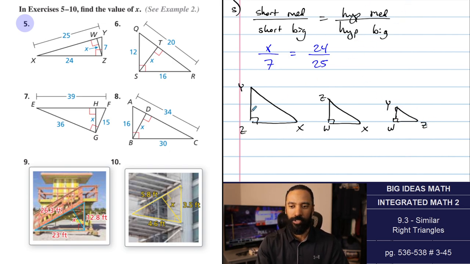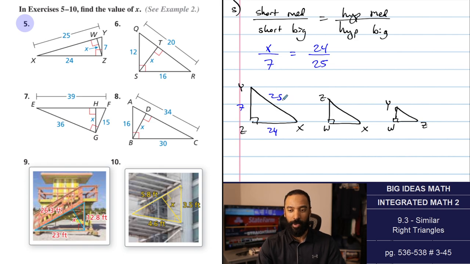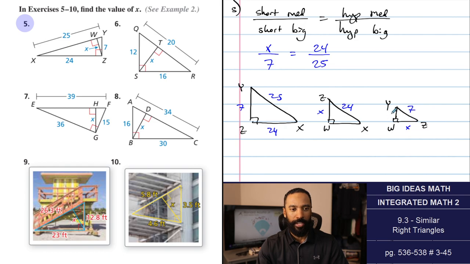So let's align those things up. ZY is 7. YX is 25. And this guy's 24. By the way, this is a Pythagorean triple. It's a 7, 24, 25 special right triangle. W to X, unknown. W to Z, that's x. That's what we're putting. It's a different x from that x. And Z to X is 24. And then in the small triangle, Y to Z is 7. W to Z is x. And Y to W is unknown.